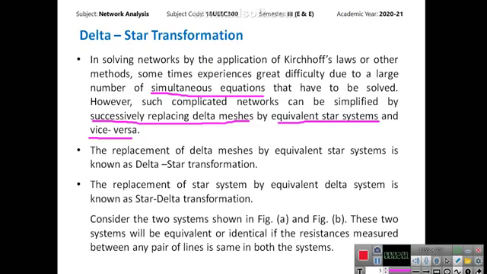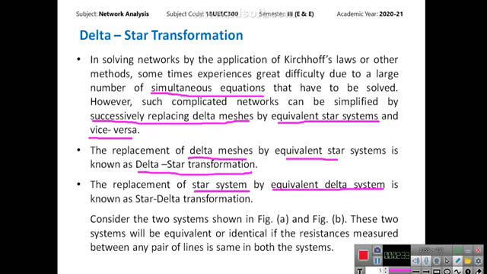Then the replacement of delta meshes by equivalent star systems is known as delta star transformation. That means if you are replacing delta meshes by equivalent star, then you can call it a delta star transformation. Likewise, if you replace a star system by an equivalent delta system, it is known as star delta transformation.